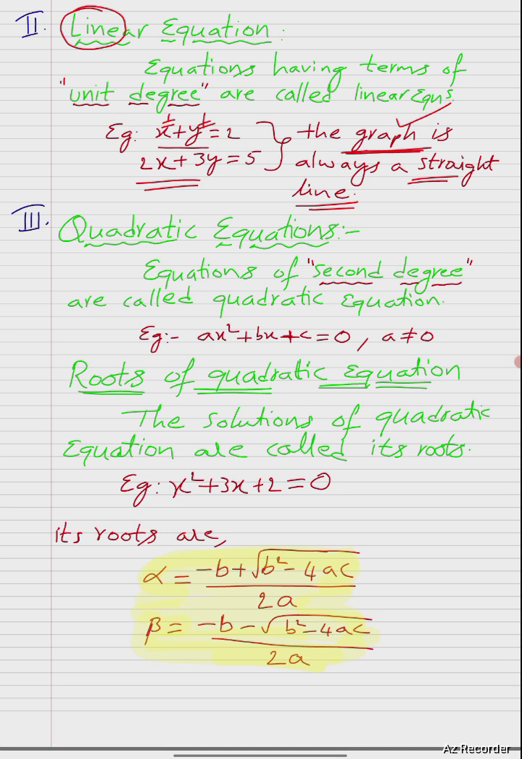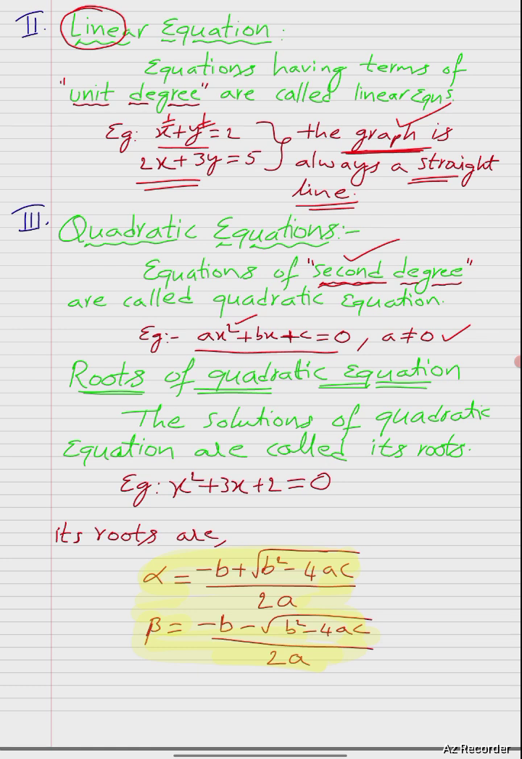Next one is quadratic equations. Equations of second degree are called quadratic equations. So here I have provided an example. Suppose a polynomial is written as ax square plus bx plus c is equal to 0, where a is not equal to 0. So here the degree is 2. That is, the order of the degree is 2, which is called second order degree.